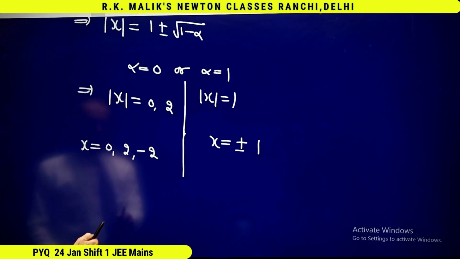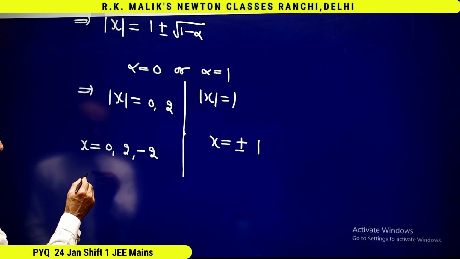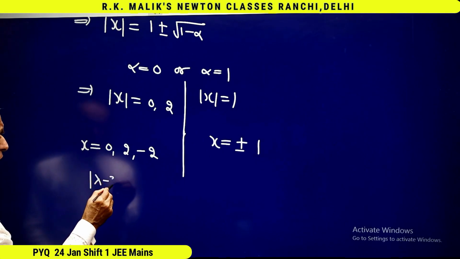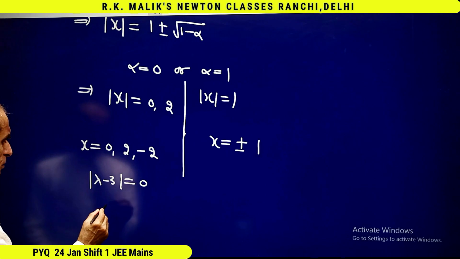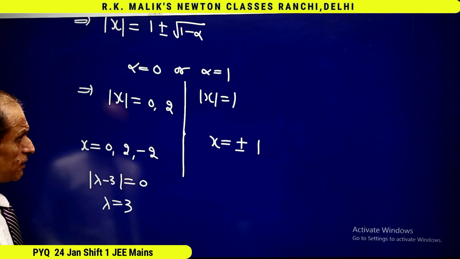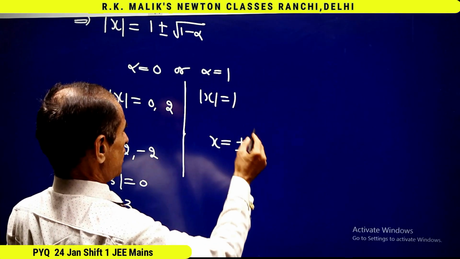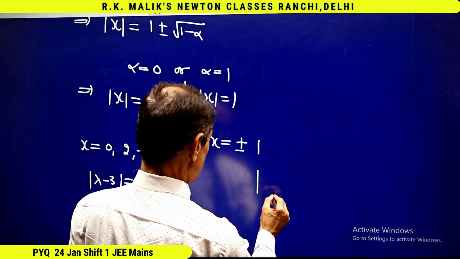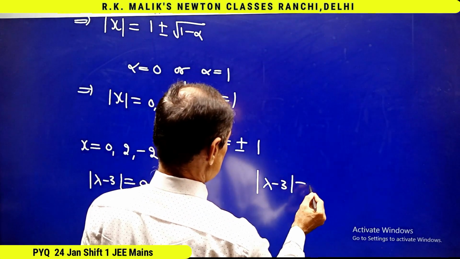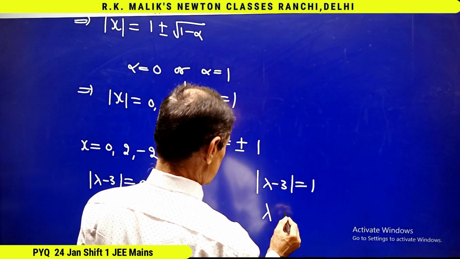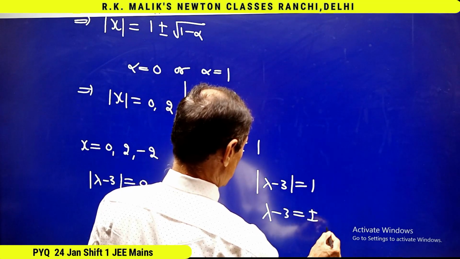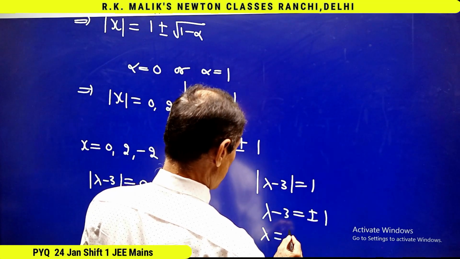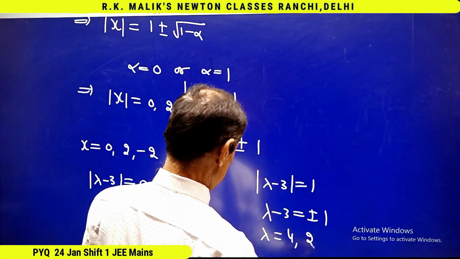And this is the case when alpha is 0, and alpha is 0 means mod of lambda minus 3 is 0, that is lambda is equal to 3. And this is the case when alpha is 1, that is mod of lambda minus 3 equal to 1, that is lambda minus 3 equal to plus minus 1, that is lambda is equal to 4 or 2.